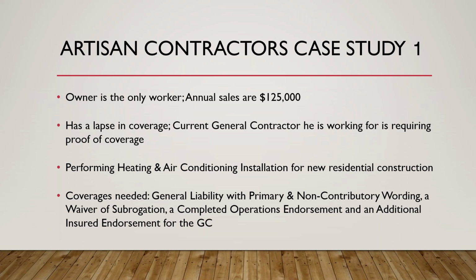As you are looking through the insurance requirements, you see that they need $1 million per $2 million aggregate general liability limits with primary and non-contributory wording, a waiver of subrogation, a completed operations endorsement, and additional insured in favor of the general contractor. These special wording endorsements are pretty standard nowadays, so most carriers will be able to offer them to your client. There may even be a contractor's bundle or an extension endorsement that includes these special wording endorsements. It varies by carrier.